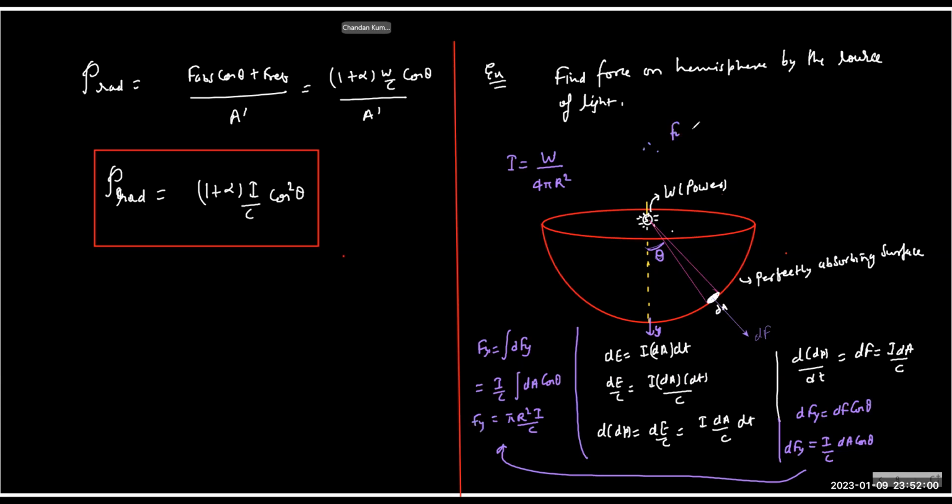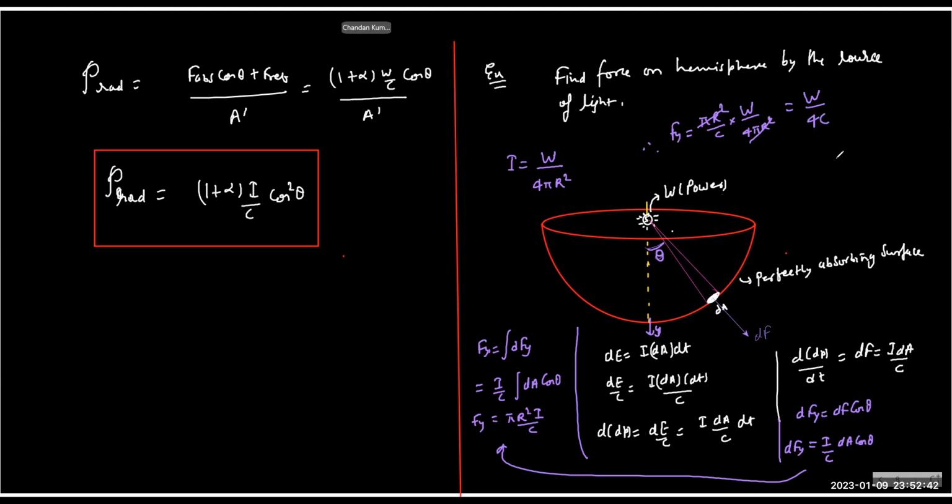Therefore, the Fy is how much? Pi r square by C into I is how much? Sir, should it be W by 2 pi r square? No, you're making the same mistake again. The energy you are receiving is a different thing, but the energy spread by the source is how much? It should be W by 4 pi r square. Or if you want to write 2 pi r square, then the power received is also W by 2 only. So it's the same thing. And therefore the answer is W by 4C.